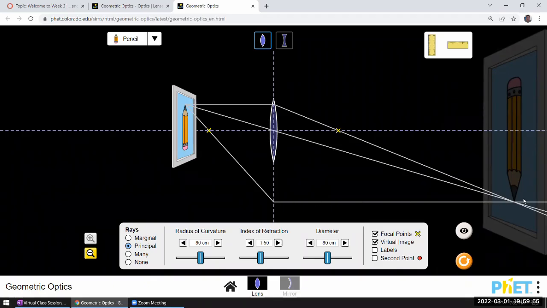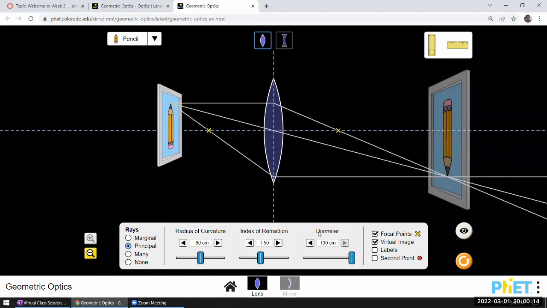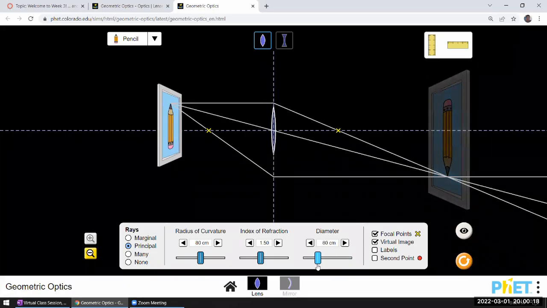It's not necessarily indicating any kind of actual physical picture. Depending on the size of the lens, the principal ray may be hitting the lens, or it might not. Either way, what the principal ray tells you doesn't change. You can see it here: as I change the diameter, the location of the image doesn't change.